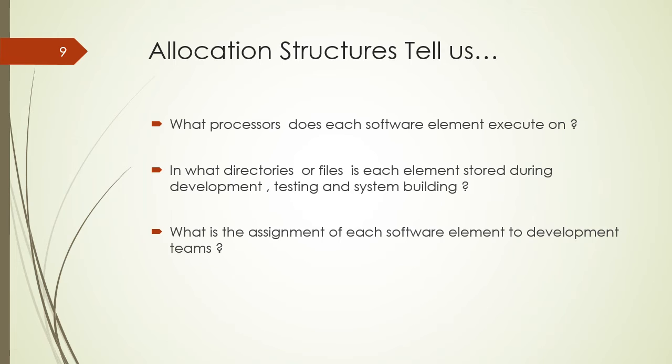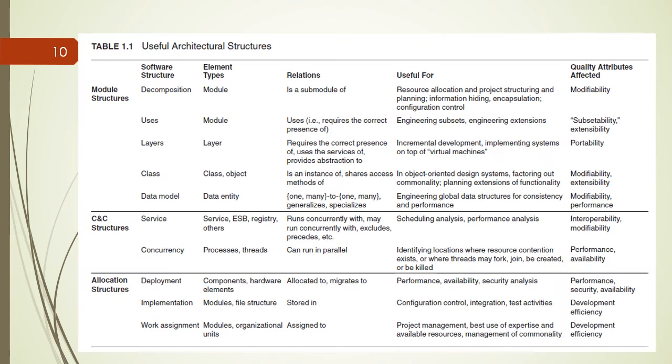So you have module structures, CNC structures, and allocation structures. Allocation structures are basically deployment or implementation structures. Now this is a table which tells you the architectural structures. On the left side, you have the module structure, then CNC structures, allocation structures.